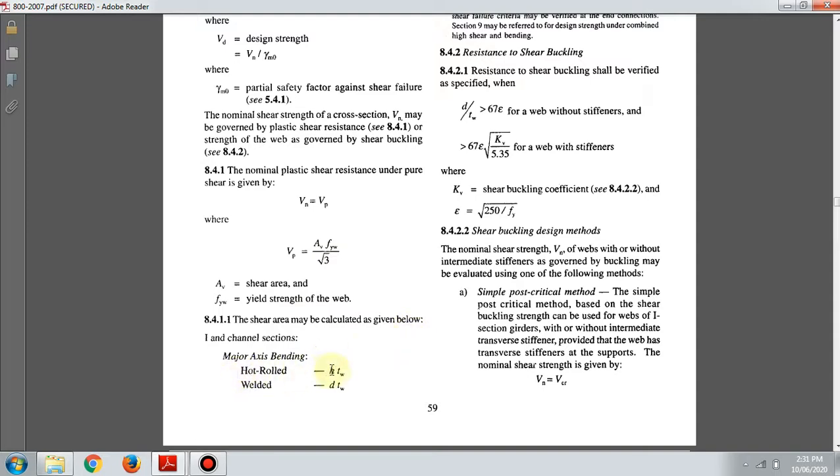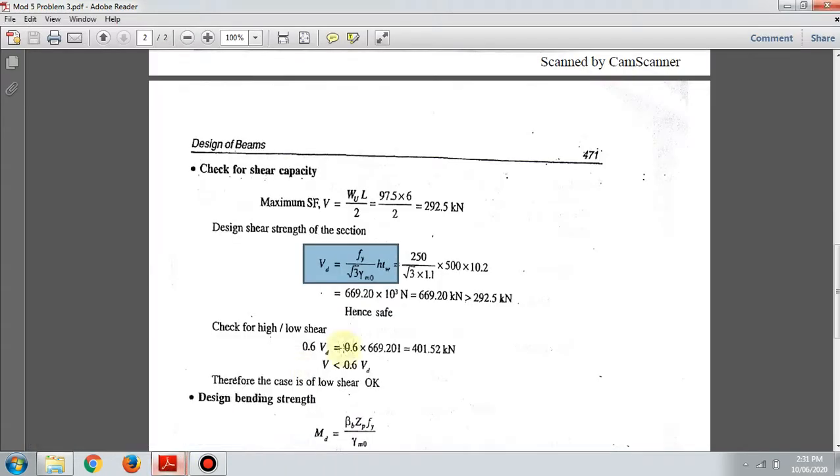Fy is 250, gamma m0 is 1.1, and this value has to be compared with 1.2 Ze fy by gamma m0 in case of simply supported and 1.5 Ze fy divided by gamma m0 in case of cantilever. So depending upon these two values, the lesser value we have to take as the design bending strength. So this same formula, beta B ZP fy by gamma m0, take from page number 53, I'll find out the moment of resistance.